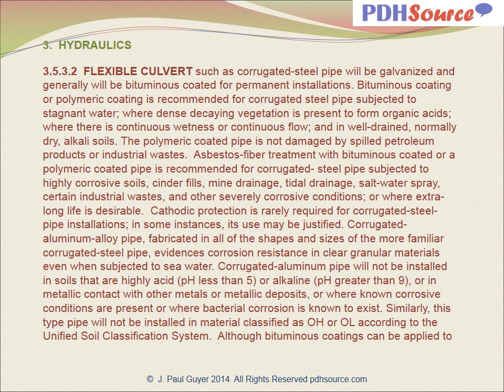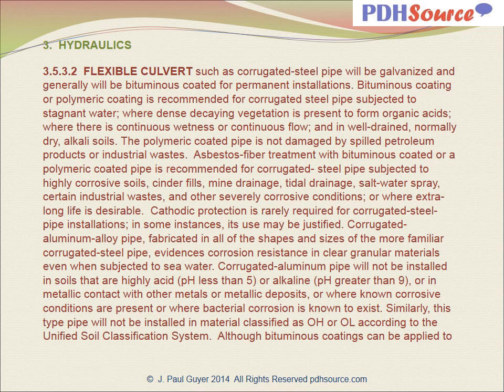Flexible culvert, such as corrugated steel pipe, will be galvanized and generally will be bituminous coated for permanent installations. Bituminous coating or polymeric coating is recommended for corrugated steel pipe subjected to stagnant water where dense decaying vegetation is present to form organic acids, and where there is continuous wetness or continuous flow, and in well-drained, normally dry, alkali soils. The polymeric coated pipe is not damaged by spilled petroleum products or industrial wastes.